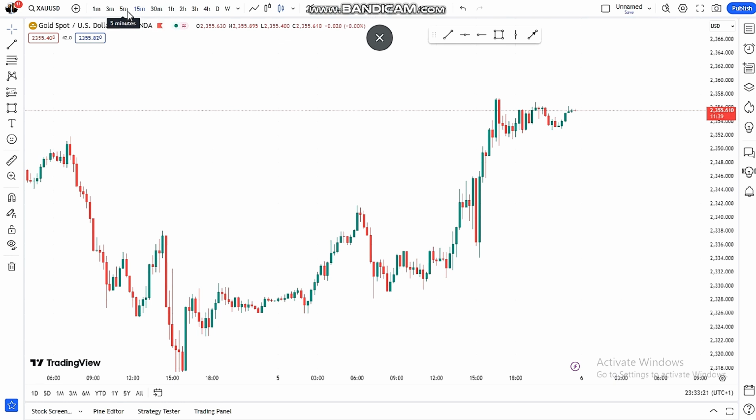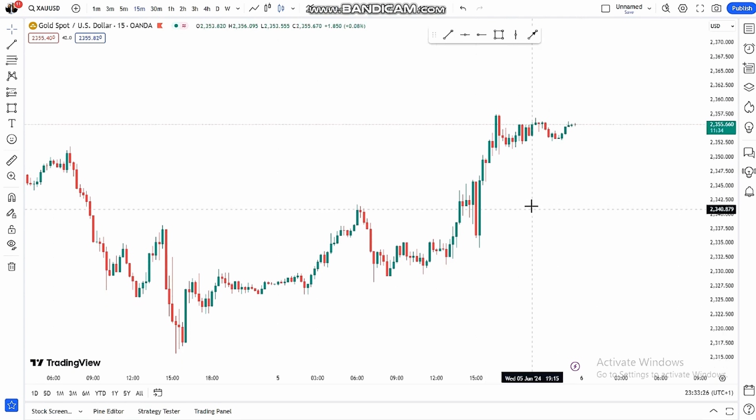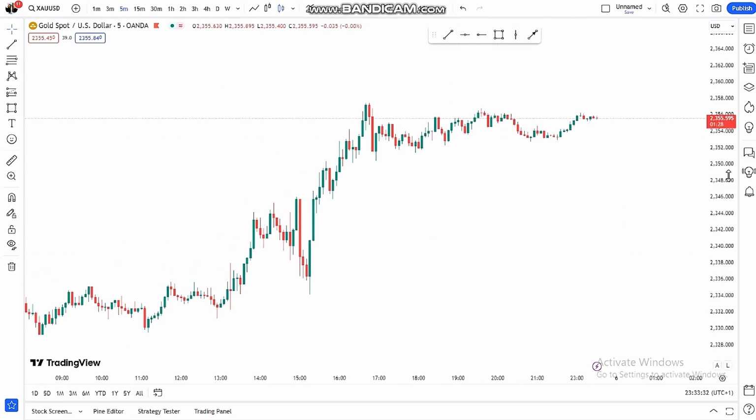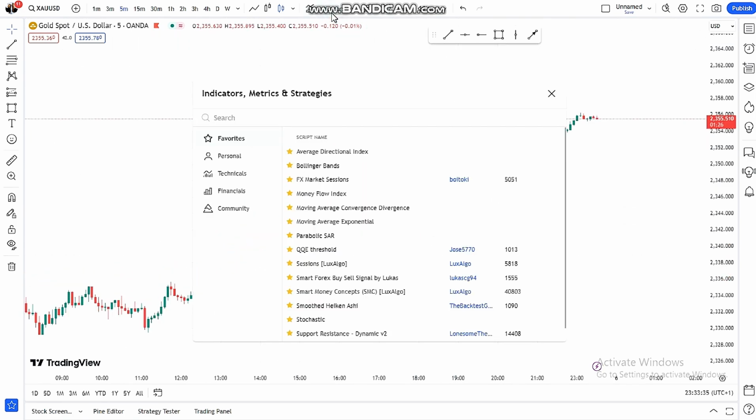Instead of drawing too many lines and looking for resistance, support, and liquidity, this is the way I trade it. Go to the 5 minutes time frame. When you go to the 5 minutes time frame, all you need is just one indicator.